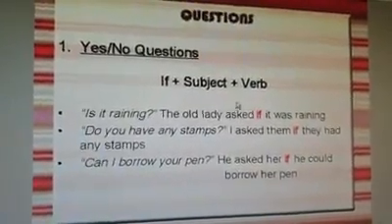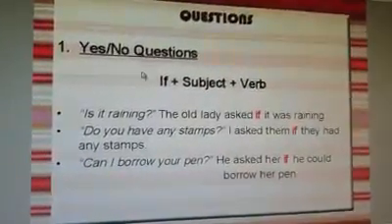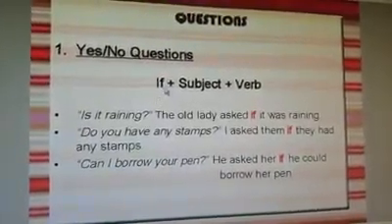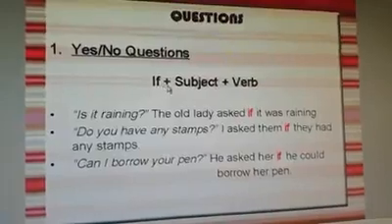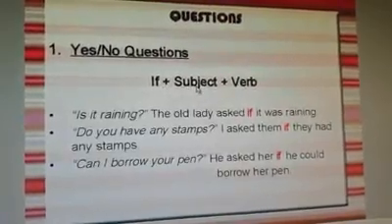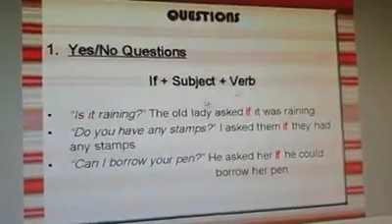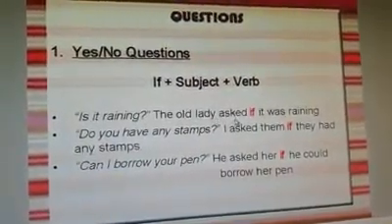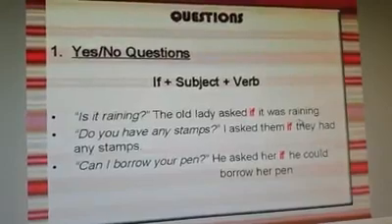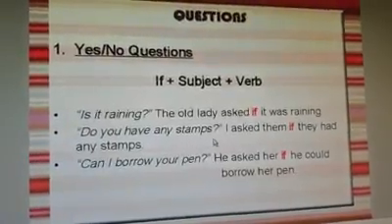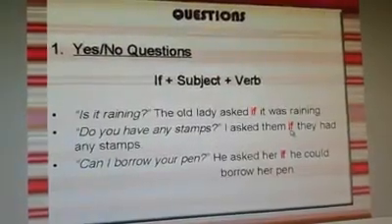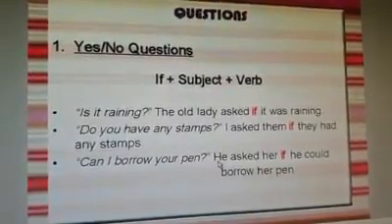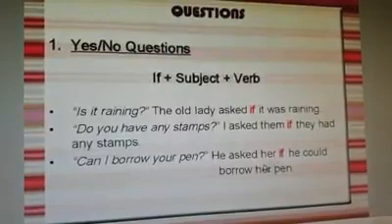Now, we have got reported questions, yes or no questions. First of all, you can see the formula here. If plus subject plus verb. Is it raining? The old lady asked if it was raining. Do you have any stamps? I asked them if they had any stamps. Can I borrow your pen? He asked her if he could borrow her pen.